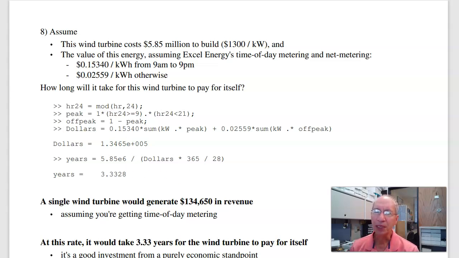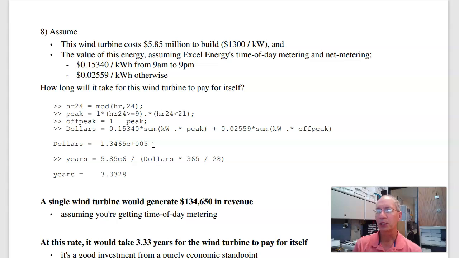Well, I'm going to take the time, mod 24. It's going to give you midnight throughout the day. If the hours are between 9 and 21, it's during peak hours, 15 cents. Otherwise, it's off-peak hours. During peak hours, the electricity is worth 15 cents. Off-peak hours is worth 2 cents. Add them all up, and that wind turbine produces $134,000 over that 4-week span.